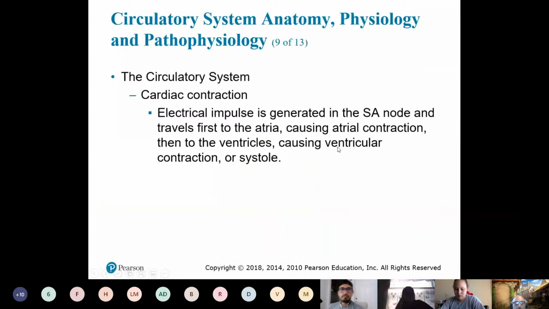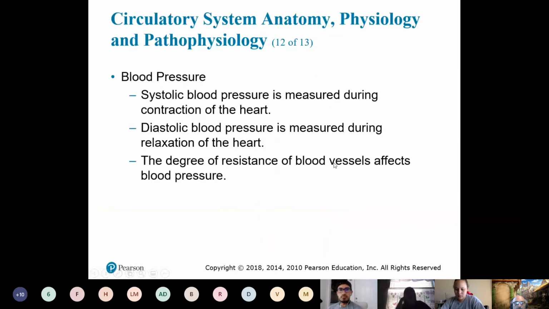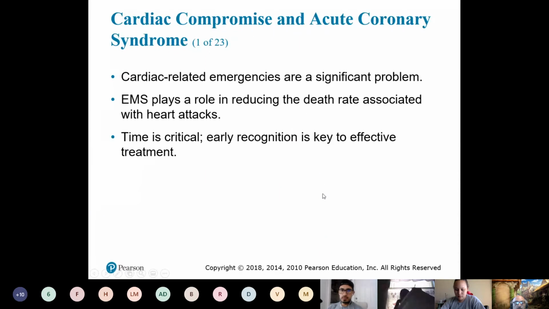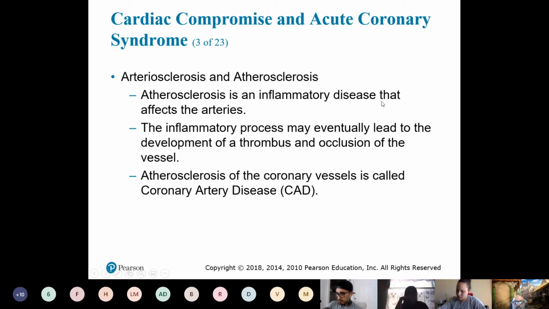All right, we talked about that. No blood pressure, inadequate circulation, we've already talked about. All right, we've been talking about acute coronary syndrome. Okay. So one thing to remember with acute coronary syndrome is time is muscle. The more time passes, the more muscle is damaged.